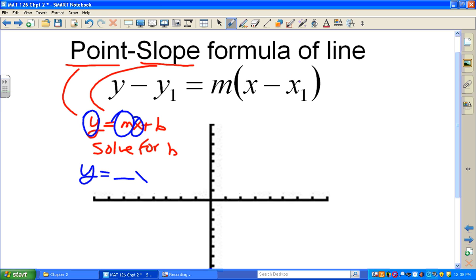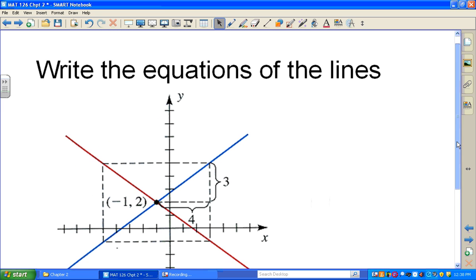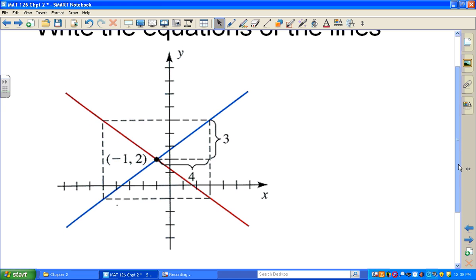Y equals blank x plus blank. There's actually another way of doing it, and I'll show you that probably off the video, that I would really do if push came to shove. But that's how I would do it. Write the equation of these lines.